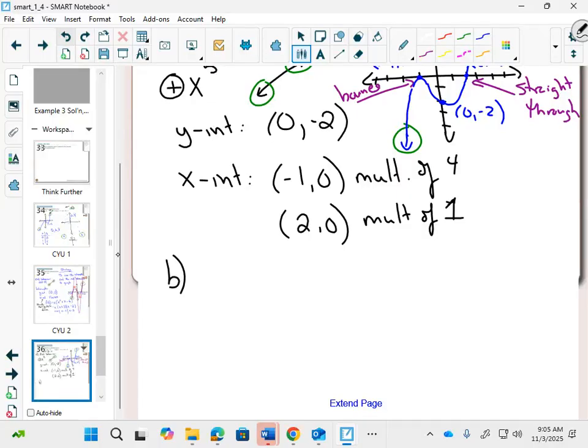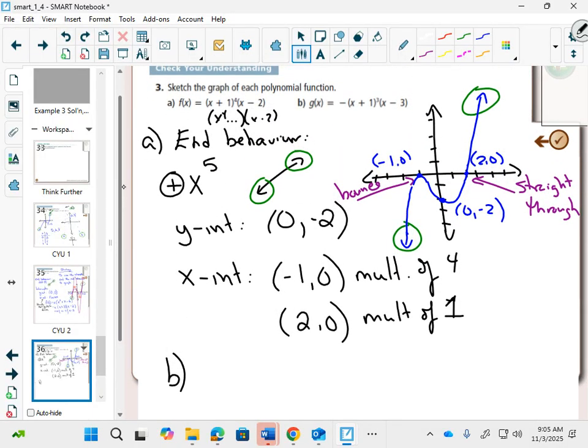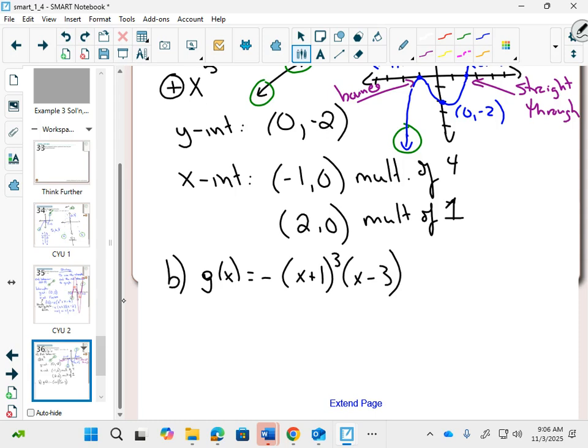Part B. What do we have? I'm going to just rewrite it here. Negative x plus 1 cubed x minus 3. Okay? So if I'm thinking about what kind of graph this would be, I have an x here, I would have an x cubed here, and I have a negative out in front.